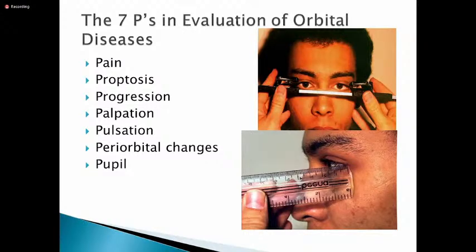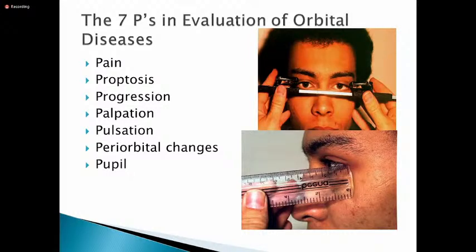You look also for pulsation, and as you talk about pulsation, you also talk about bruit. Pulsation will mean that the lesion is either very vascularized or it's an AV malformation, arteriovenous malformation. We'll mention arteriovenous malformation as we continue. If there is an AV malformation, there is not only pulsation, but there will be a bruit on auscultation.